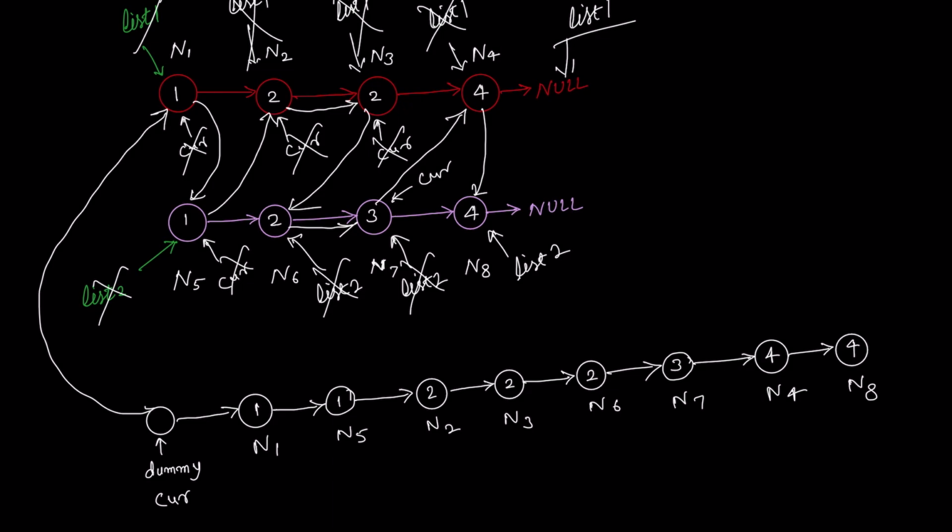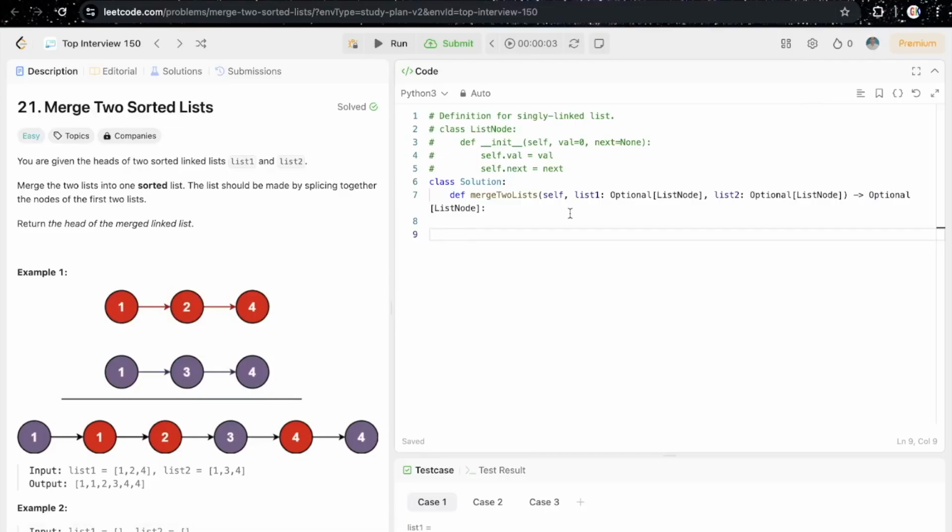So our initial node will be this one. Initially we have taken a dummy, so dummy.next will be the starting pointer of this sorted list. So what has happened? 1 1 2 2 2 3 4 4. This is the sorted list.